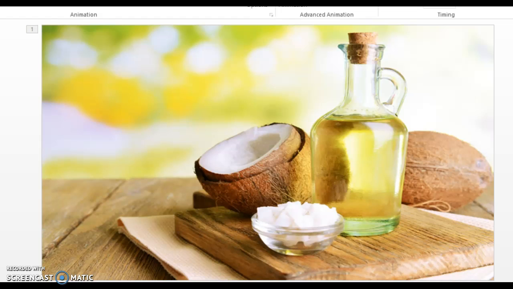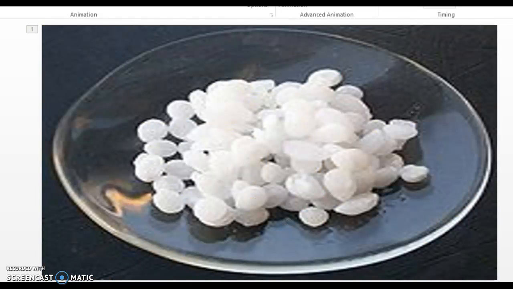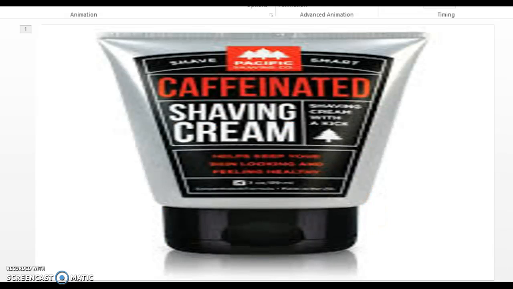If sodium hydroxide is used as the alkali, the soap is called hard soap and it is used as washing soap. If potassium hydroxide is used as the alkali, the soap is soft soap and it is used in some liquid hand soap and shaving cream.